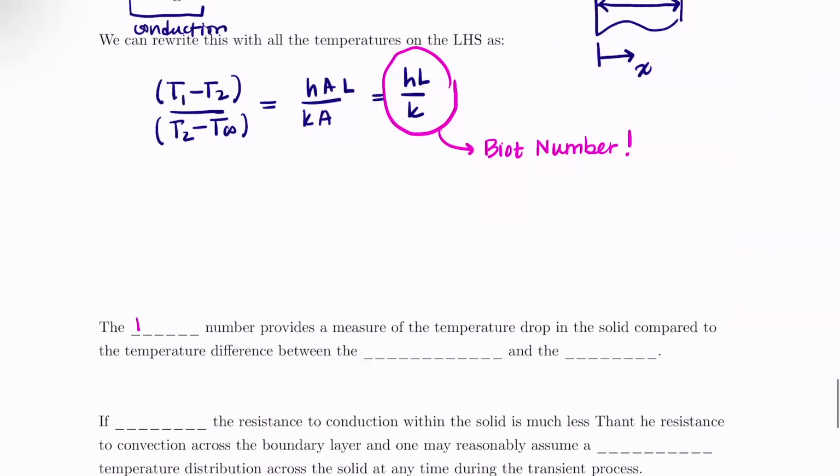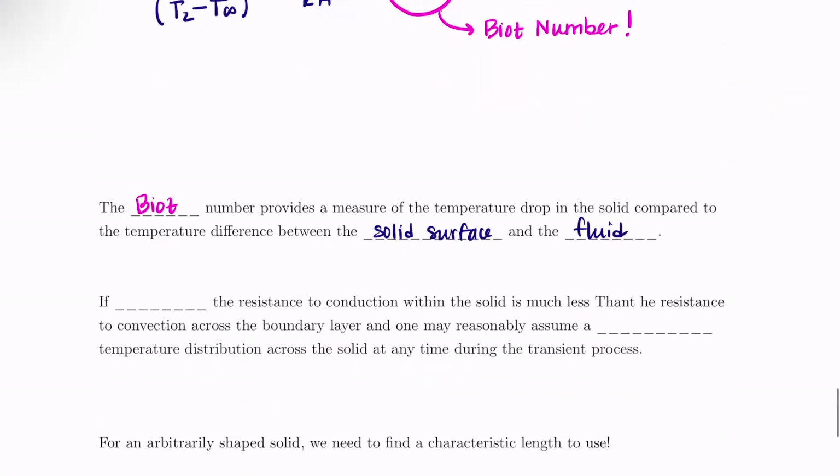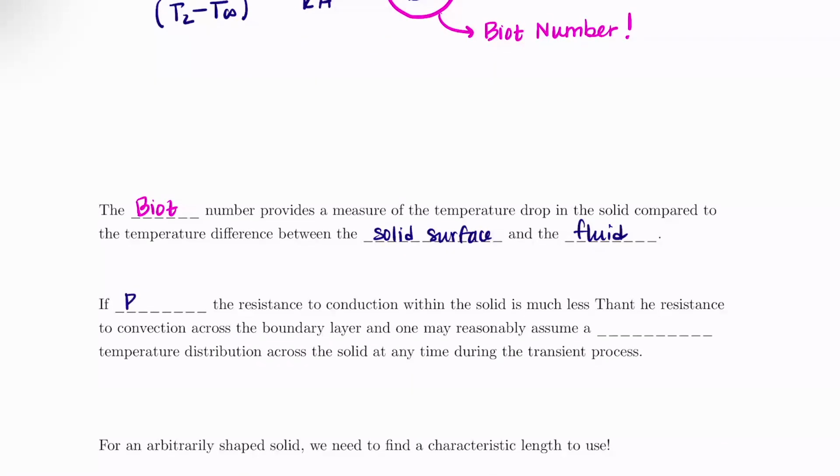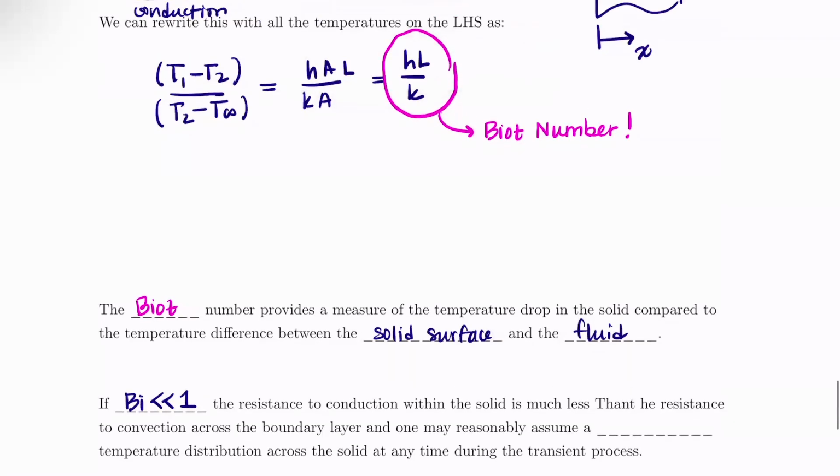And this Biot number is going to give us a measure of the temperature drop in the solid compared to the temperature difference between the solid surface and the fluid. Okay, so if our Biot number is less than 1, and I guess I should write this, the Biot number is given the symbol Bi. So Bi is hL over k.